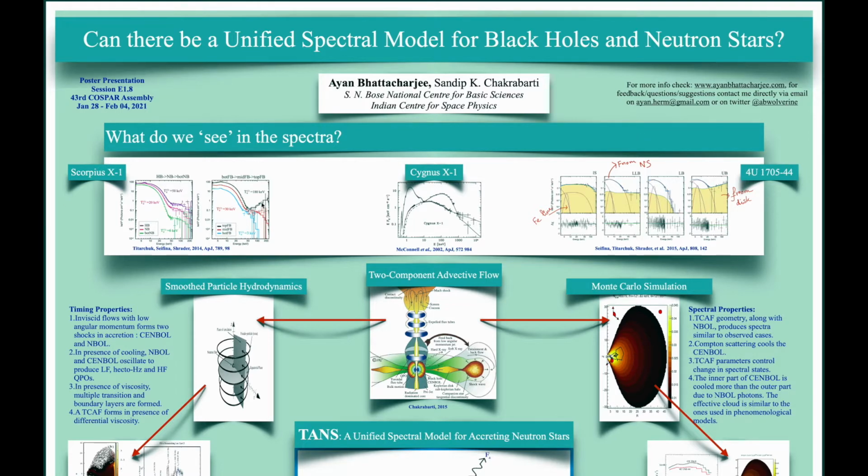If you look at the left panel, you see the typical Z source, Scorpius X-1. It has three typical states: the horizontal, normal, and flaring branch. You see the spectral variations there. There are two major humps or components there. One of the power laws changes quite a bit in the flaring branch. If you look at an atoll source such as 4U 1705-44, you can also see there are four types of spectral states. The island and the banana states are present there.